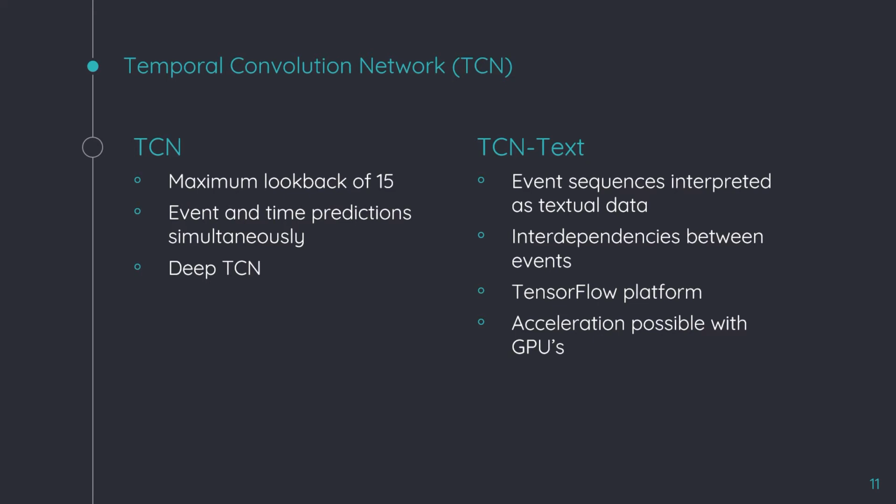We also have a temporal convolution network based on text. In this approach, event sequences are interpreted as textual data such that additional interdependencies between the events can be exploited by the network. The data is passed through a TCN making use of variable lookbacks such that the previous events in the trace can be used for prediction. For this task, a TCN is a logical choice as the network can be modeled with a large receptive field size such that long-range dependencies can be captured. The model is built on a TensorFlow platform, therefore training time can be accelerated by GPUs.